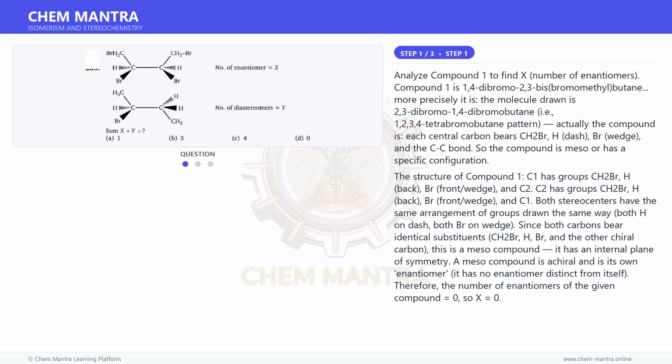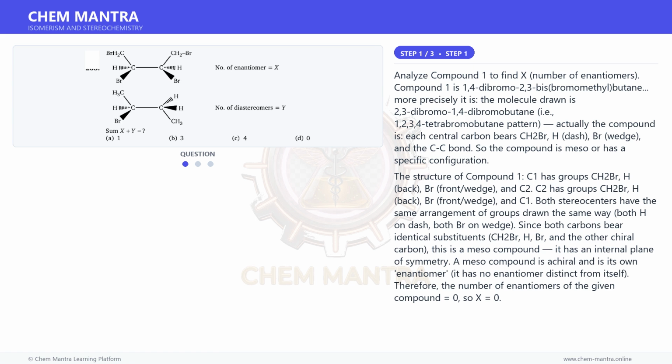Compound 1 is 1,4-dibromo-2,3-bis(bromomethyl)butane. More precisely, the molecule drawn is 2,3-dibromo-1,4-dibromobutane, i.e. a 1,2,3,4 pattern. Actually, the compound is each central carbon bears CH2Br, H, Br, wedge, and the C to C bond. So the compound is meso or has a specific configuration.